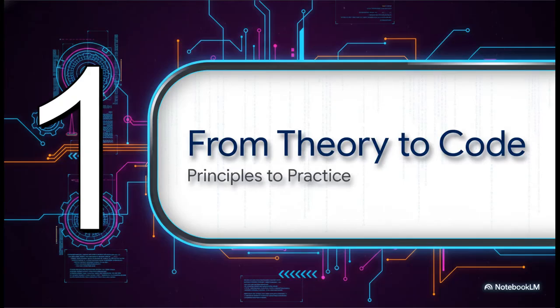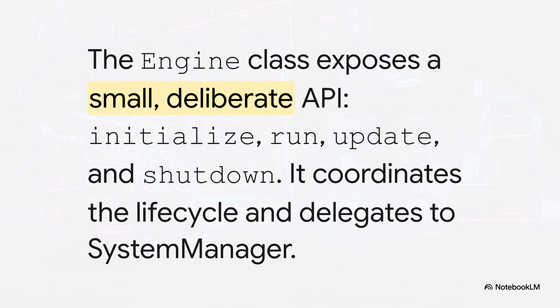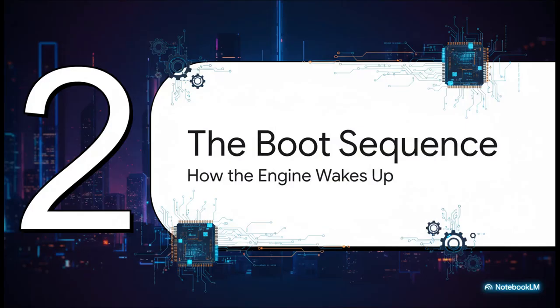Okay, so let's start where any developer using this engine would, the public API. This is really the front door to everything the V-engine does. And here it is, pulled straight from engine.hpp. The main engine class has this really small, very deliberate API. You've got initialize, run, update, and shutdown. That's basically it. And this minimalist design is totally intentional. The engine class itself doesn't do the complex stuff. Its main job is just to coordinate the application's lifecycle and then hand off all the heavy lifting to the system manager.